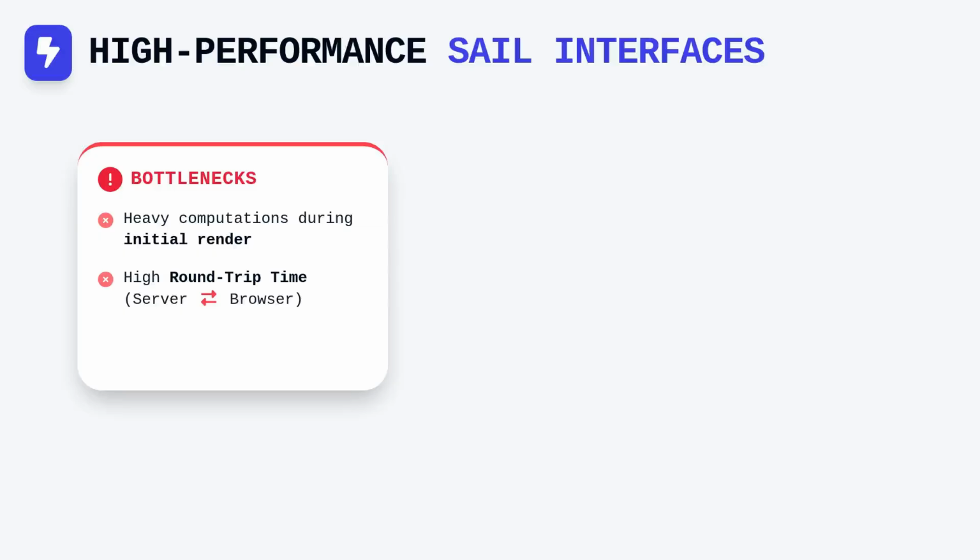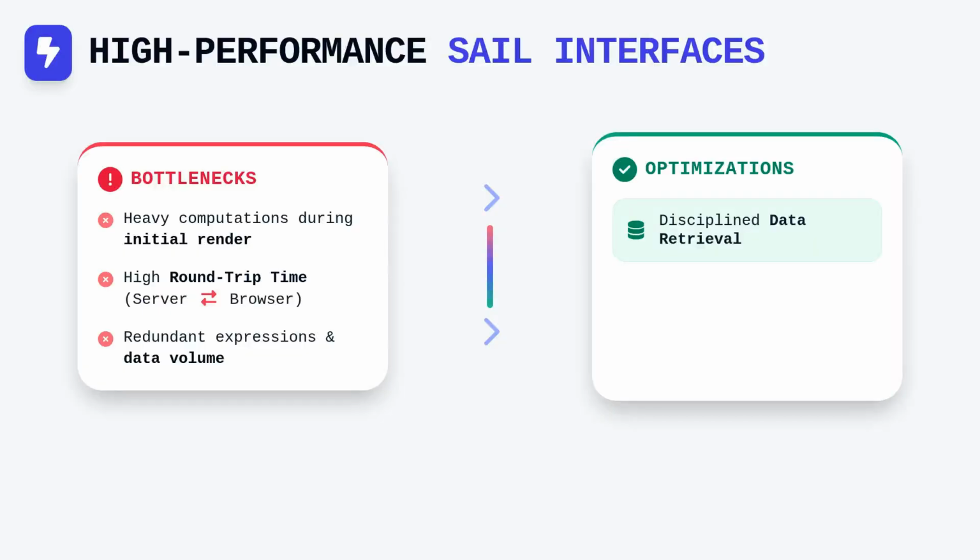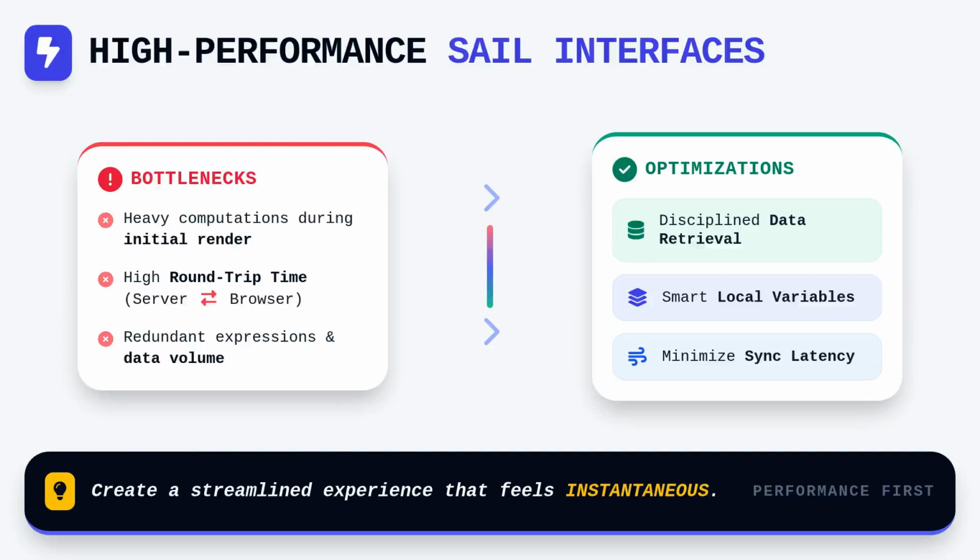If an interface feels sluggish, the first place to look is the sheer volume of data being processed before a component is even rendered. By carefully managing your local variables and avoiding redundant expressions, you can create a streamlined experience that feels instantaneous to the user.